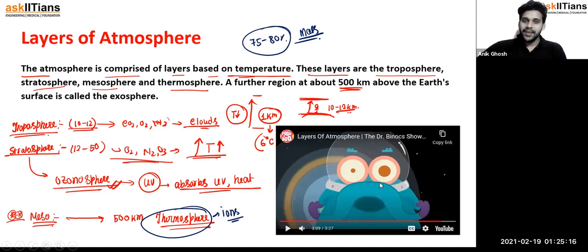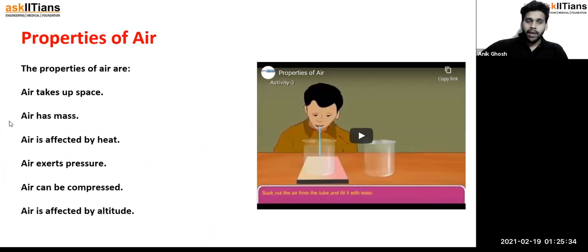That's it. So I guess you have understood it. Okay, so the gases like carbon dioxide, oxygen, and nitrogen are there in the troposphere. In the stratosphere, there are oxygen, nitrogen, and ozone, right? So that is the thing. Okay, I think I've understood it.